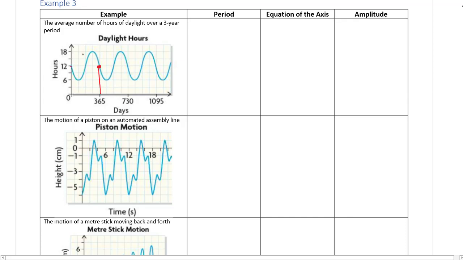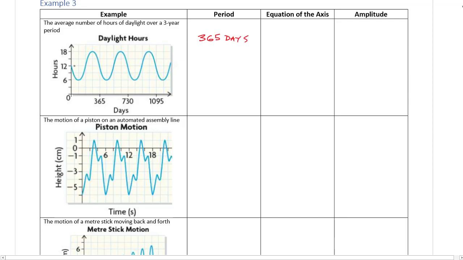Cycle and period, I guess, are a little interchangeable, but the word cycle really refers to this here, the actual graph. There's one cycle. The period refers to the amount of time, or your x value. So the period would be 365 days for one cycle. The period is 365 days.